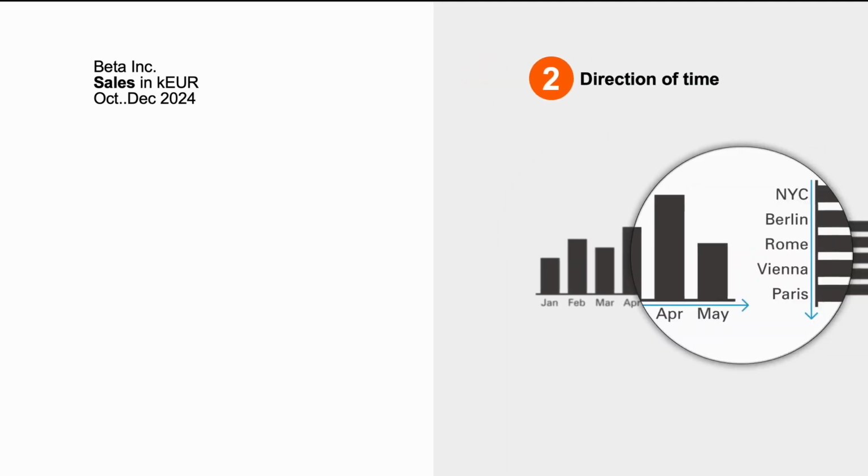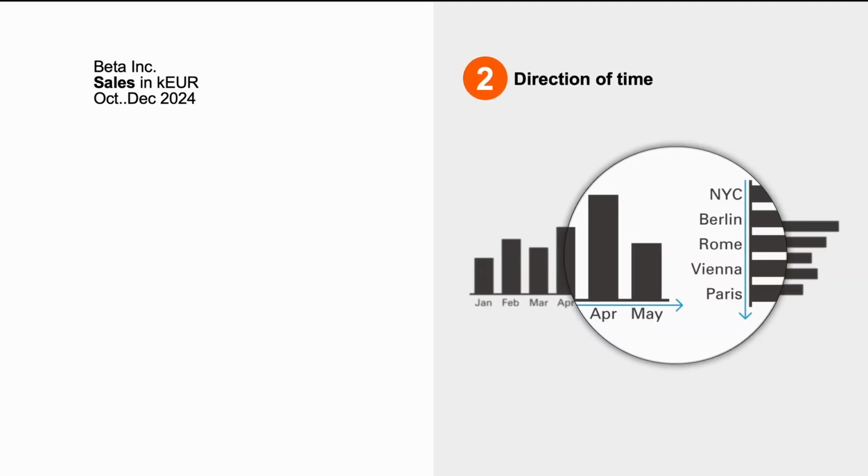Rule 2. If the presentation involves a time series, it is consistently displayed horizontally from left to right. For example, for a monthly view of 2024's last quarter, the timeline appears as a horizontal axis of 3 months.